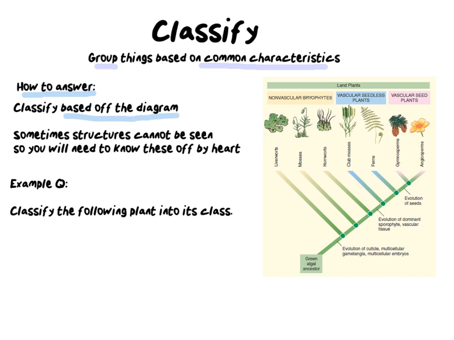Alongside here, I have what we call a cladogram. It is a diagram which represents how land plants have been classified into their groups and certain evolutionary points that tell us changes in their classification. It's important to note that sometimes in a classify question, you cannot see everything in the diagram they've given. So you will need to know these off by heart. They would have been part of your studying regime. An example question perhaps to look at would be something like: classify the following plant into its class.